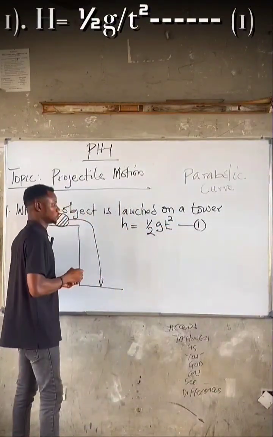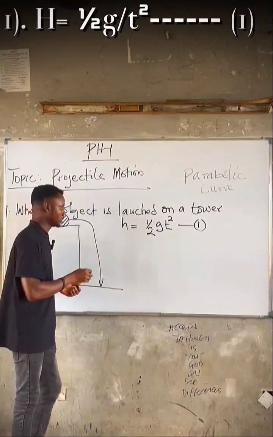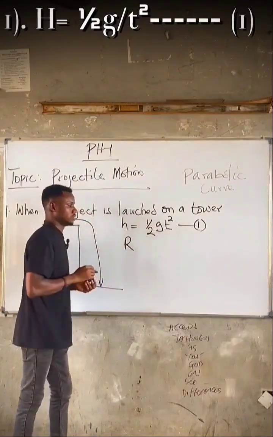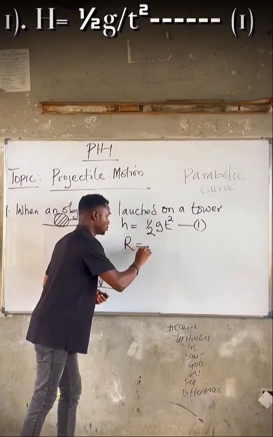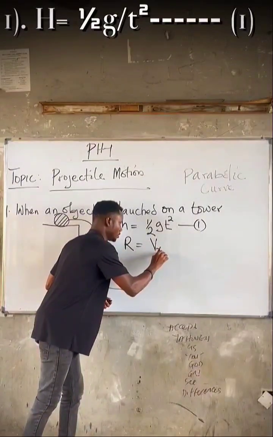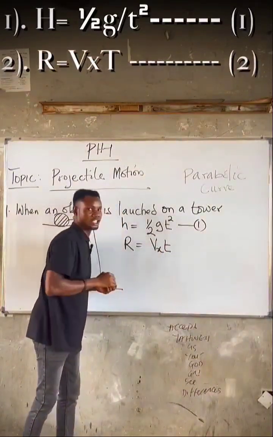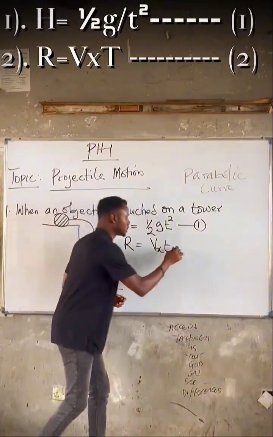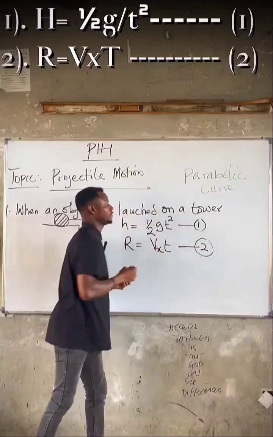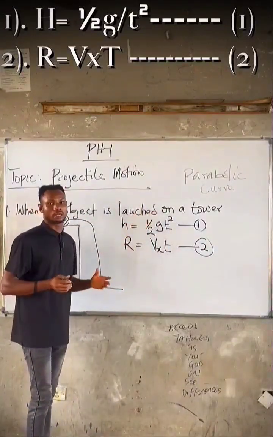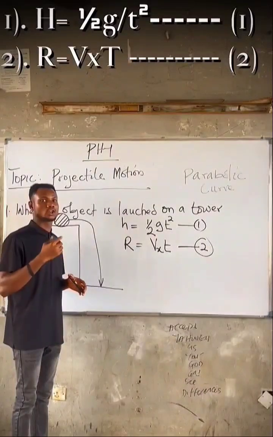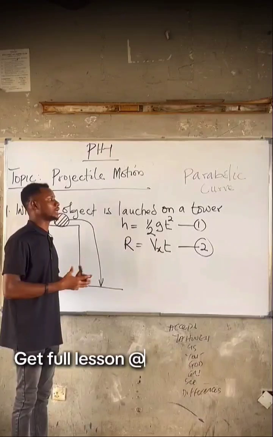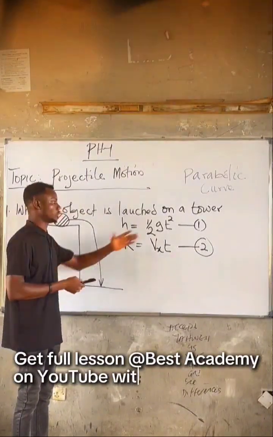The next is distance. That is the horizontal distance, which is equal to Vx times t. Vx is indicating the direction, that is the horizontal path. Please take note. So these are the formulas whenever an object is launched on a tower. Now let's solve a question to know more about projectile motion when it is launched on a tower.